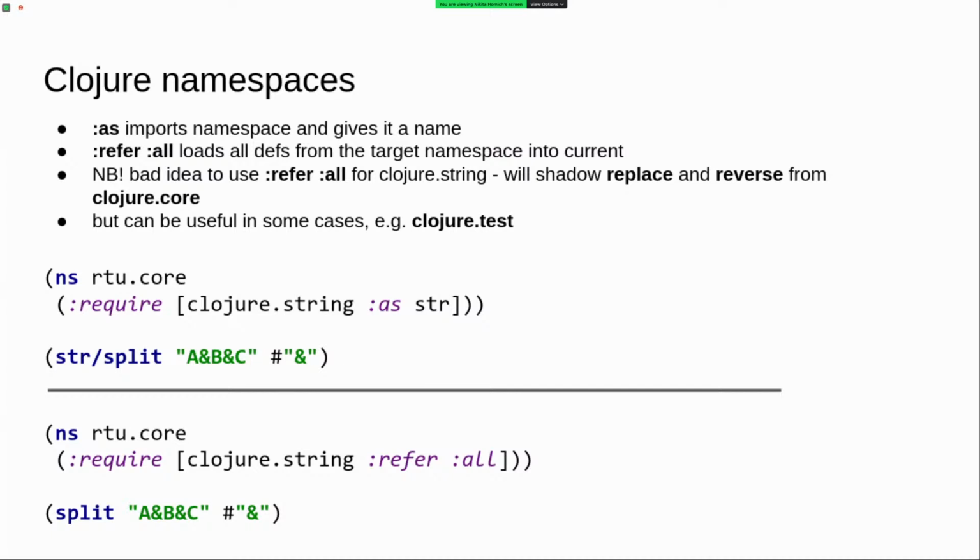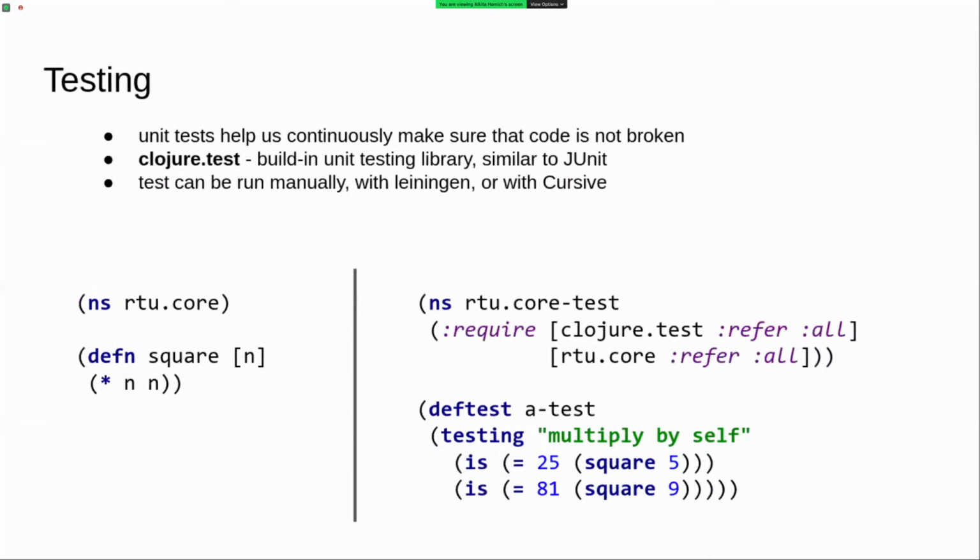But sometimes this option is useful. For example, when we work with testing, particularly the clojure.test namespace. Okay, so testing. You might have heard about unit testing in general. A very popular framework in Java is JUnit, for example.